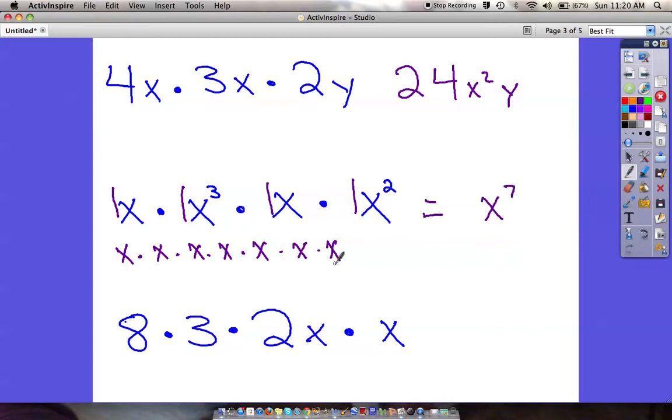Remember, when we're multiplying together, that's exponents. It's not adding. And then if I want to put that 1 in front of it, I can, but I don't need to. The last one. 8 times 3 is 24. 24 times 2 is 48. Times 1 is still 48. And then x times x is x to the 2nd power.